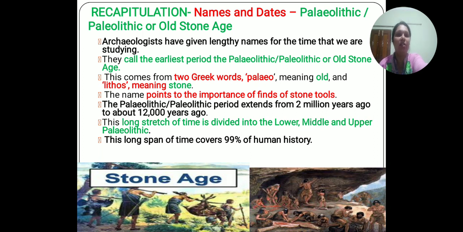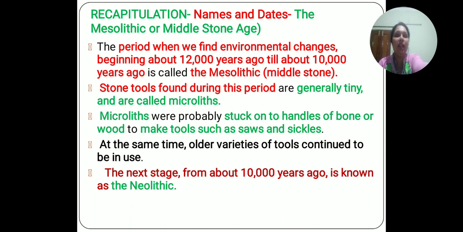So they named this earliest period the Paleolithic stage, or the Old Stone Age. The Paleolithic period extends from 2 million years ago to about 12,000 years ago. This long stretch of time is divided into the lower, middle and upper Paleolithic ages. This whole span of time covers 99% of human history. Now we will talk about the Mesolithic age, or the Middle Stone Age.